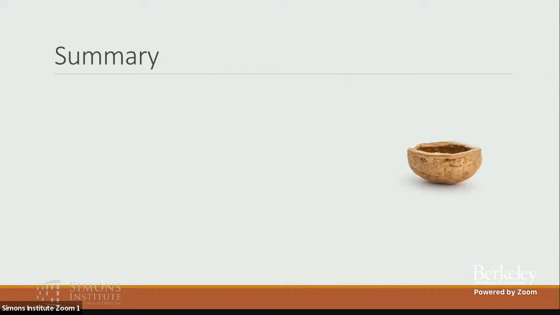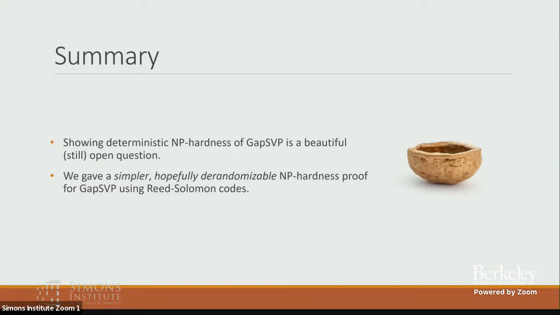Okay, so just to summarize in a nutshell what I talked about. Showing deterministic NP hardness of SVP is a beautiful question and unfortunately still open, but I hope that somebody in this room will solve this. I'm biased, but I like our reduction. I really think it's the simplest one there is. And I think there are interesting, concrete directions to pursue for de-randomizing it. We thought about them a lot, but I think there's a lot more to think about there.